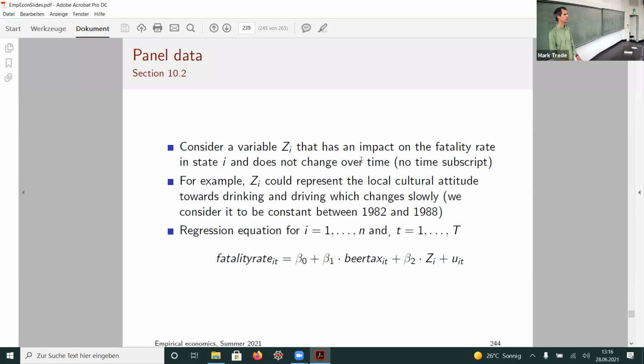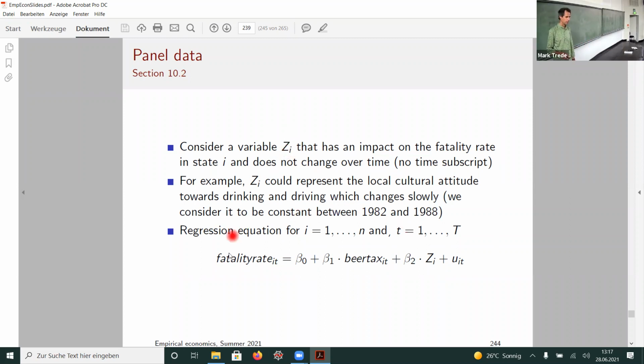If you live in a community where it's just usual to drink and then drive, that of course has an impact on the fatality rate. And it's unlikely that this attitude is going to change over a small time period. Okay? So we assume that this variable does not change at all. And therefore, there's no time index here. It's Z_i, not Z_it. We have X_it and Y_it and the error terms u_it, but not Z_it. It's only Z_i because it doesn't change over time.